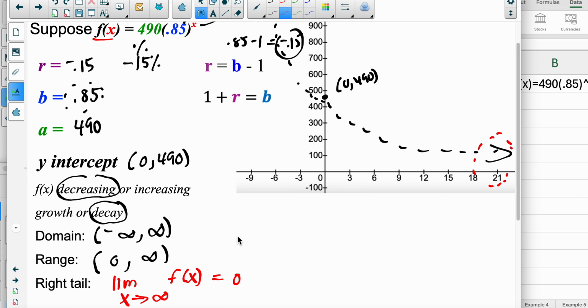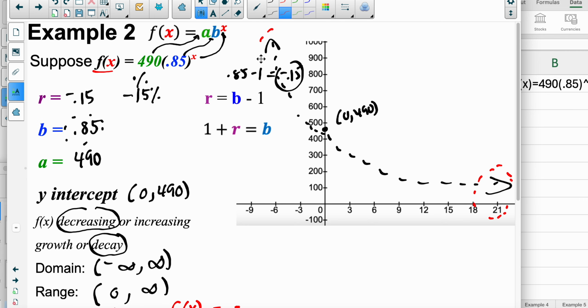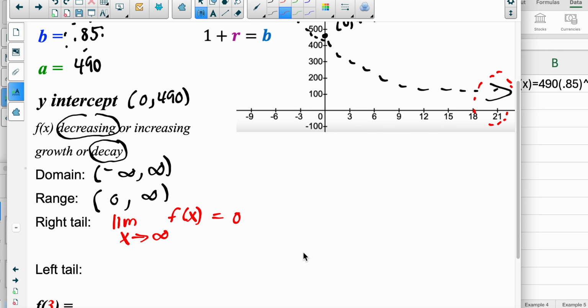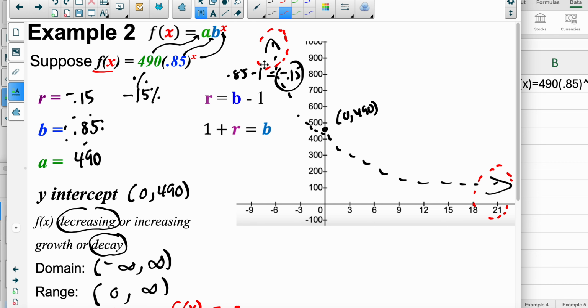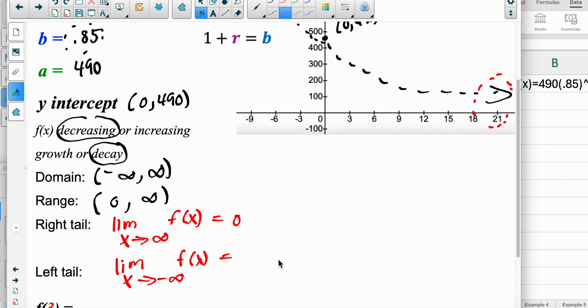On my left tail, up here on the left side, I'm making my x values go toward the smaller end of the domain. So the limit as x goes toward negative infinity of f of x, my f of x values shoot up toward positive infinity.